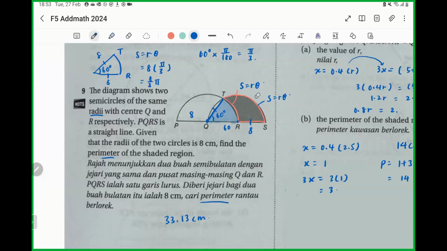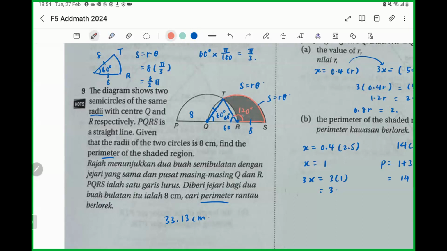Yeah, and then for the TS part, just now we drew this triangle, right? So here is 60 degree. In order to get the TS, I will need to use this piece of cake, this one. So I will need to have this angle. Since it is a straight line, 60 over here, the other side here will be 120 degree.